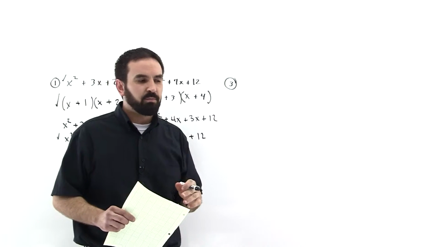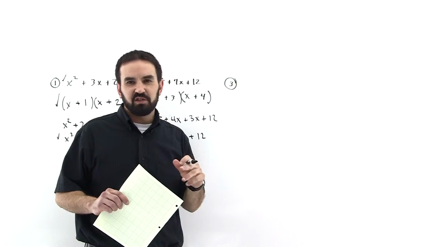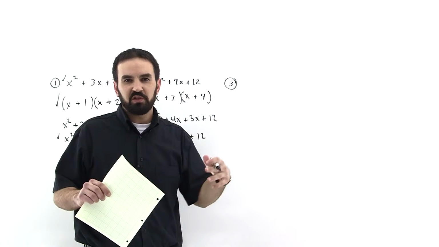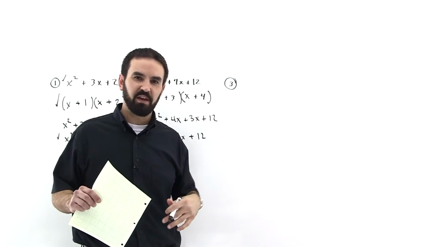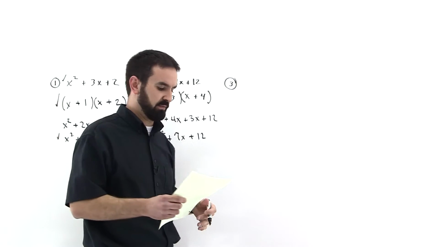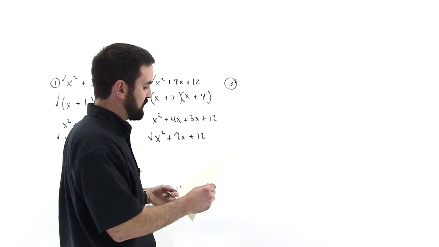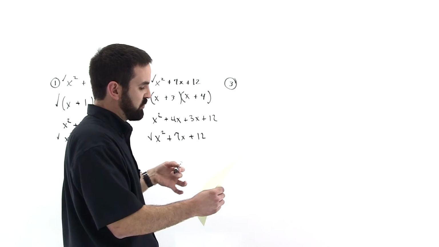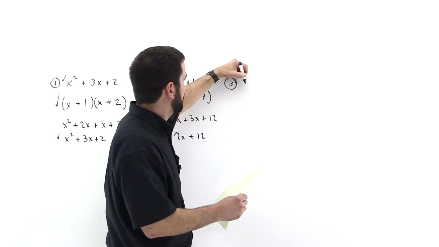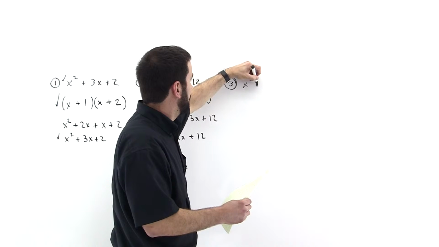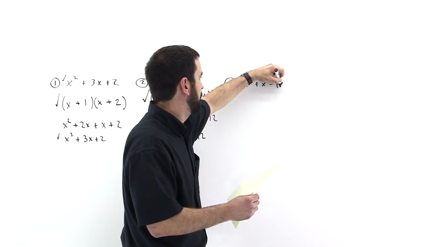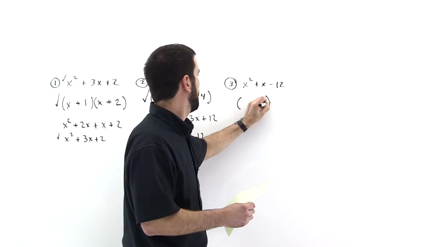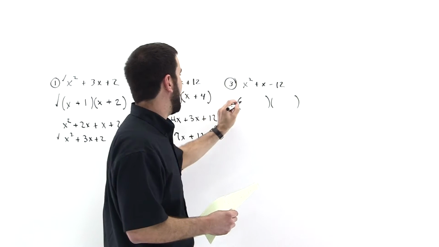And on some of these, a good approach is to just guess. If you're not sure what to do, just guess and then FOIL it and see if it matches up with the original thing. And you'll get the hang of it after time goes by, after you do a few of them. This one will be x squared plus x minus 12. So we have x squared plus x minus 12. Okay, so x and x.